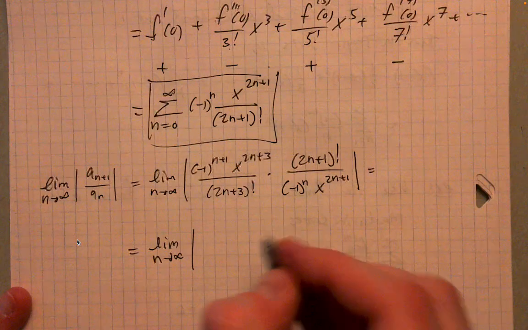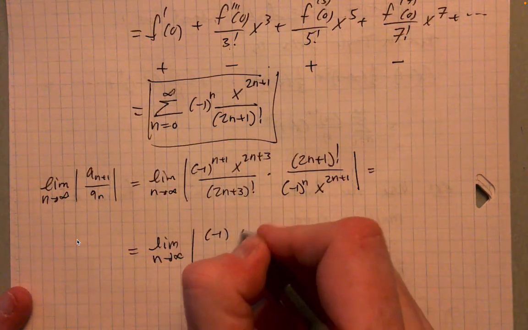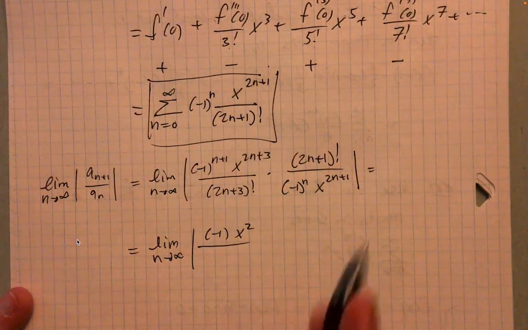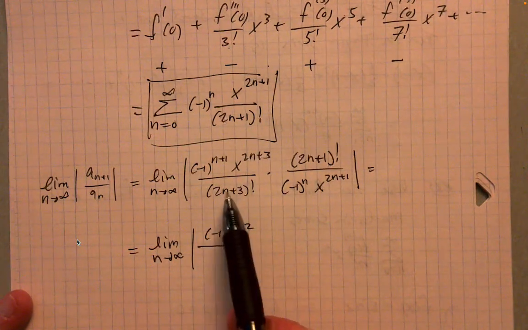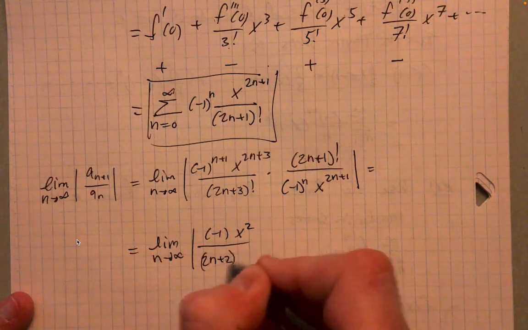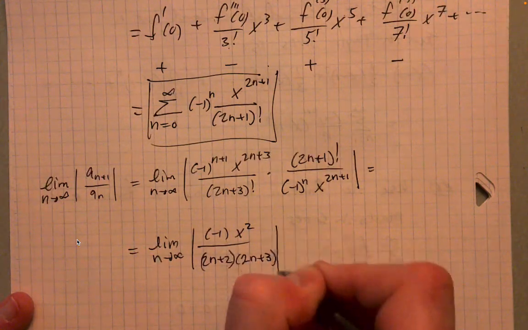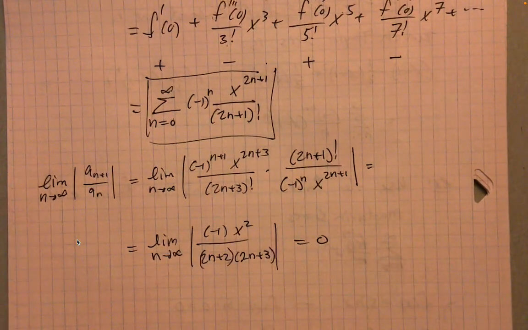So basically up top, we're left with just the negative 1 and x squared. And then down below, these two will cancel somewhat, but you're left with two factors here. So 2n plus 2 and 2n plus 3, all right? So that's what it looks like. And we know that this is going to be 0, isn't it? It doesn't matter what x is. As n gets large, it's going to overtake whatever x is, and this ratio will be 0.